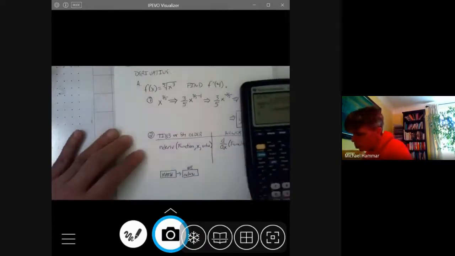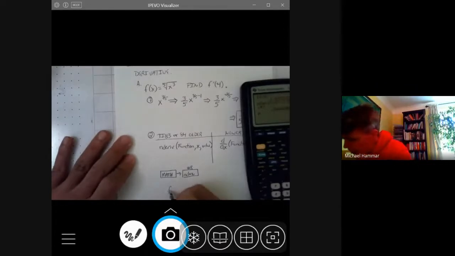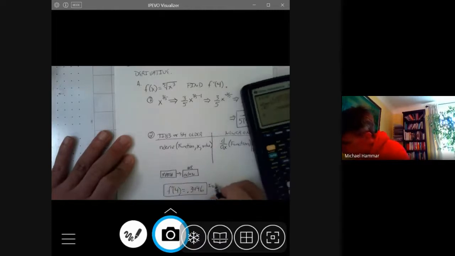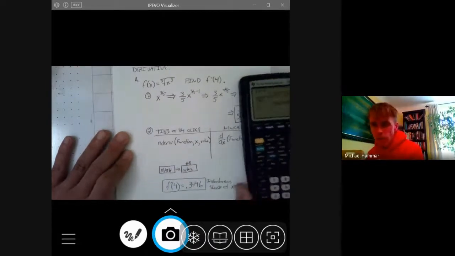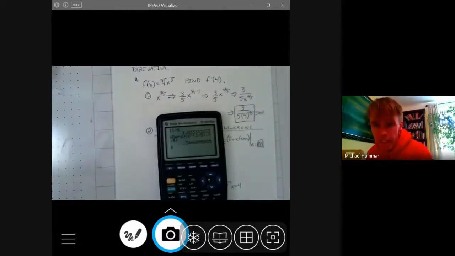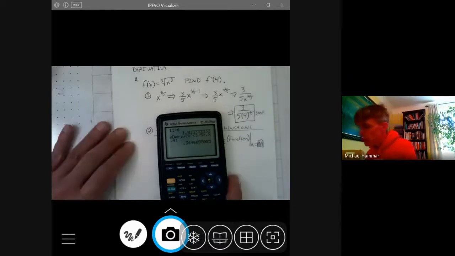Once I do that, f prime of 4 is equal to 0.3446. This is the instantaneous slope at x equals 4. So what the calculator has done is calculate that value for you. Using nDeriv, it will calculate those values for you.